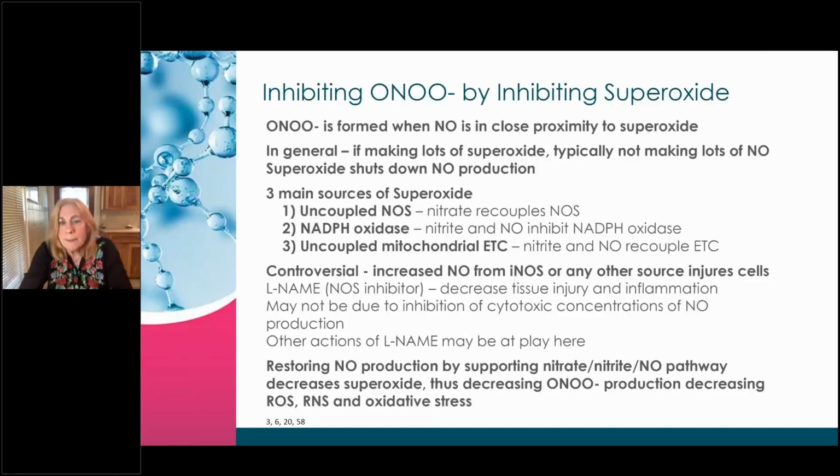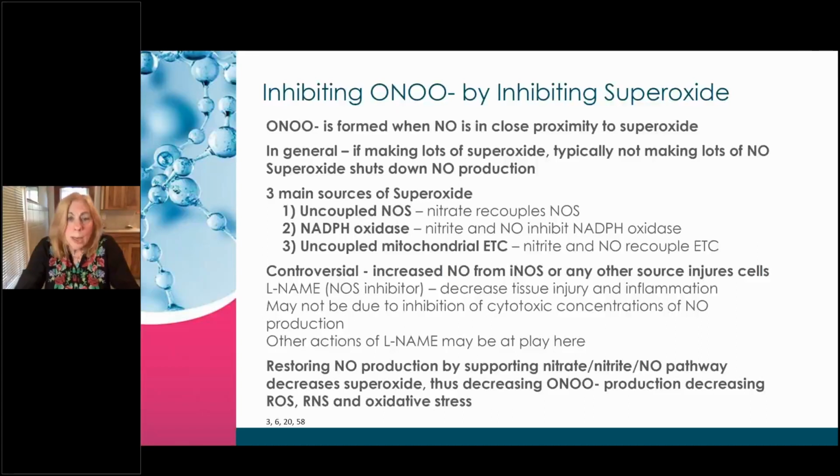So in general, if you're making a lot of superoxide, you're typically not making a lot of nitric oxide because superoxide shuts down nitric oxide production. And if you're not making a lot of nitric oxide, you're not making a lot of peroxynitrite. So supporting the nitrate to nitrite to nitric oxide pathway actually downregulates the three main sources of superoxide in our body. One, uncoupled NOS. Nitrite recouples NOS. Two, your NADPH oxidase. Nitrite and nitric oxide inhibit that NADPH oxidase, decreasing superoxide production. And three, the uncoupled mitochondrial electron transport chain. Nitrite and nitric oxide help recouple that electron transport chain.